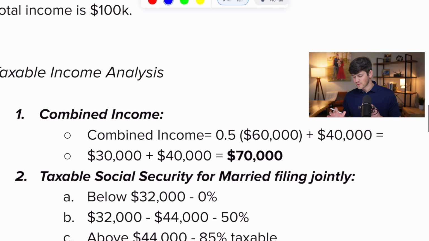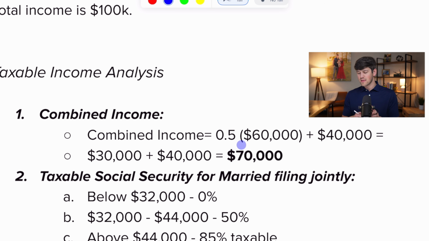And so what we're going to see in just a moment is that very little of that amount of income is actually subject to taxation because of how Social Security is taxed. So let's dive into this a little bit. If we remember, the first step of the process is we've got to find the combined or provisional income. We've got to figure that out first.